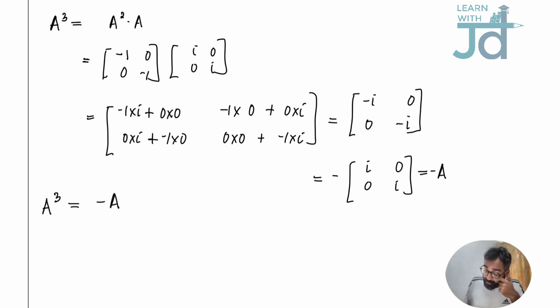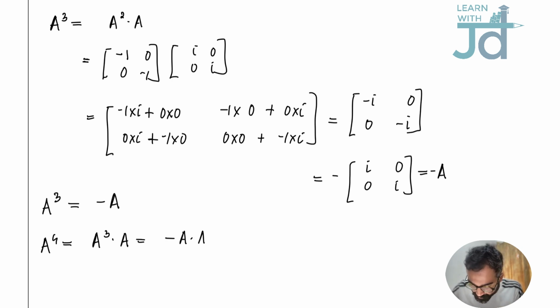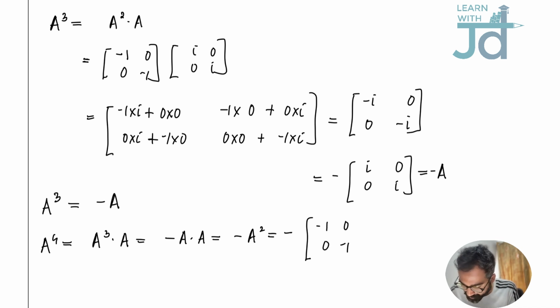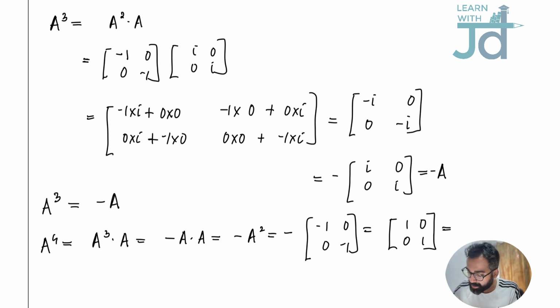See, it's clearly obvious. Now, A raised to 4 is what? A cube into A. And in place of A cube I write -A into A. And A into A is -A square. And A square was what matrix? This matrix was A square basically. So -1, 0, 0, -1, and you get 1 0 0 1, which is basically an identity matrix.